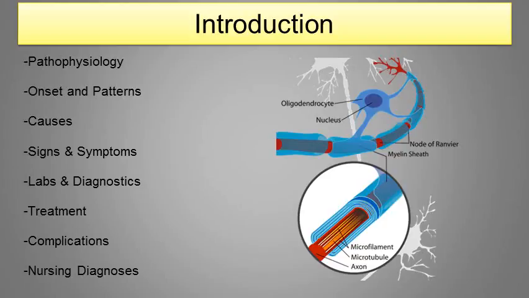Alright, so first we will go over the pathophysiology, characteristics, and the patterns associated, which will then flow into causes, the many different signs and symptoms, labs and diagnostics, treatment, complications, and nursing diagnosis.